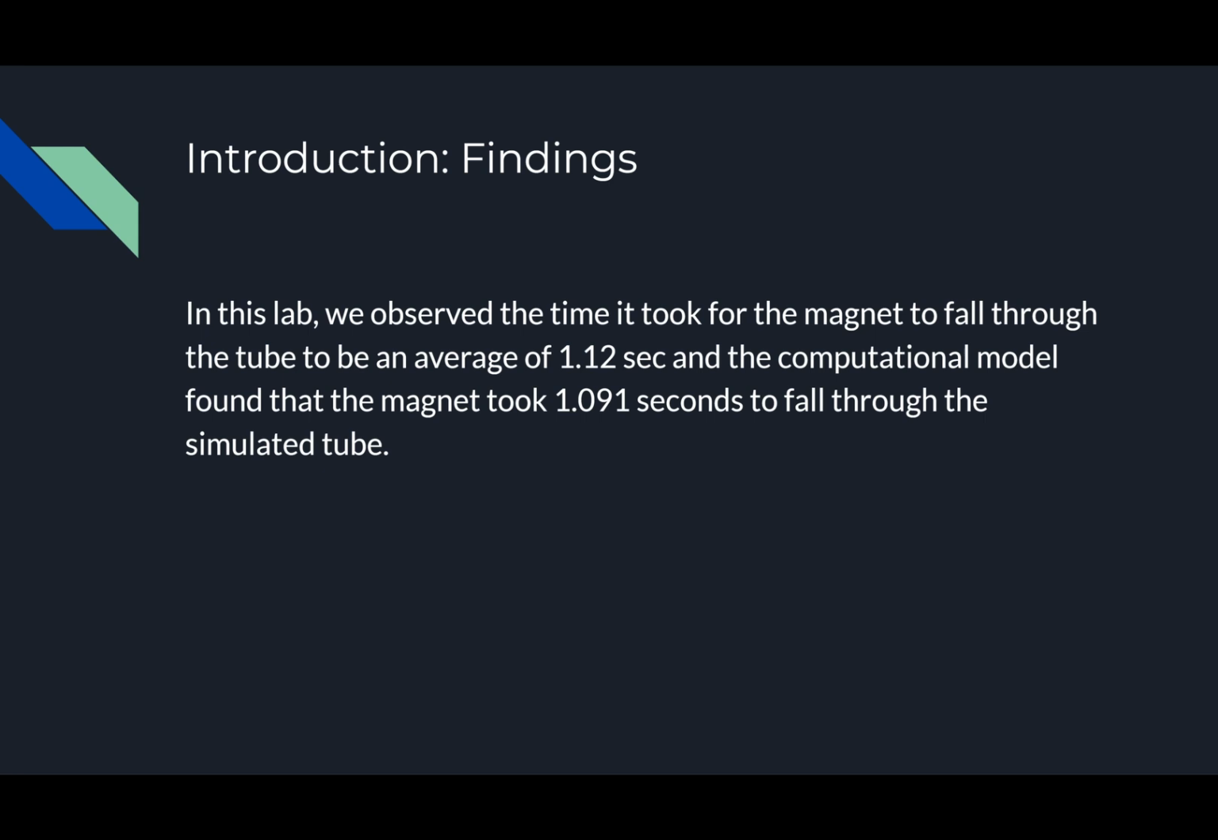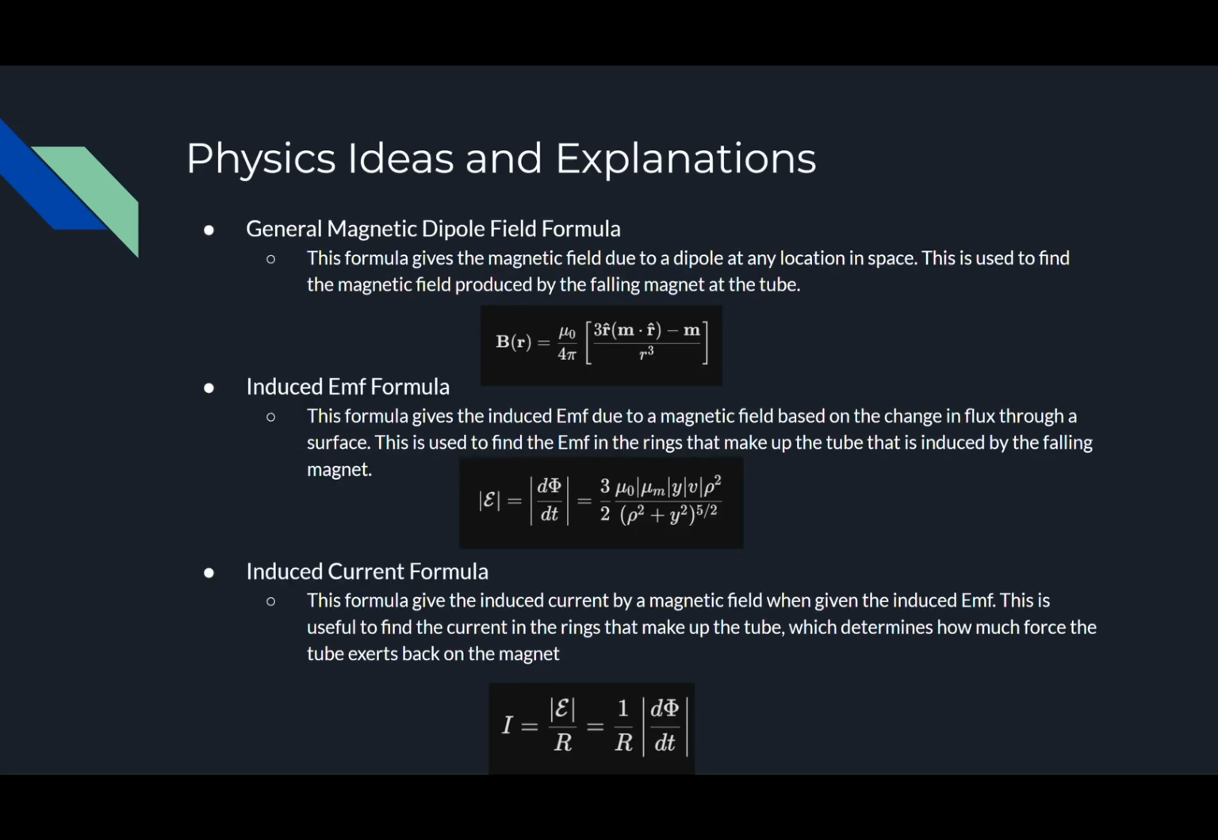So our main findings were that the observed time for the magnet to fall through the tube was an average of 1.12 seconds, and the computational model found that the magnet took 1.091 seconds to fall through the simulated tube.